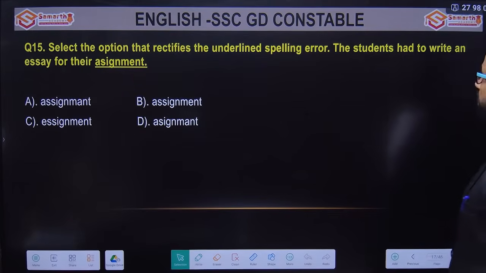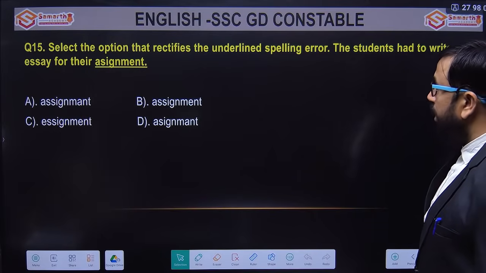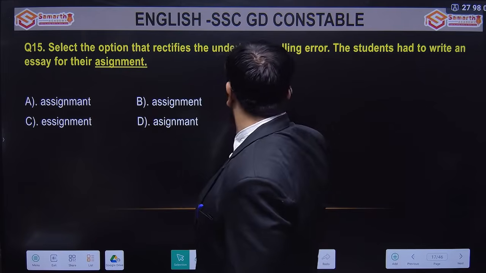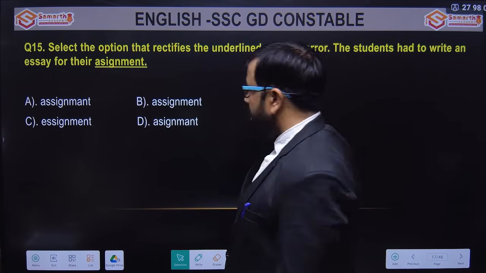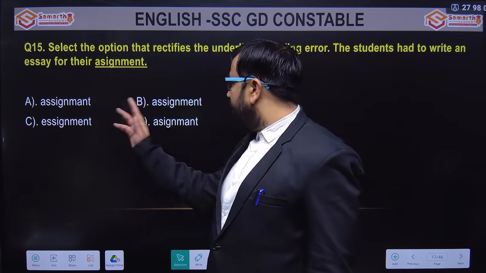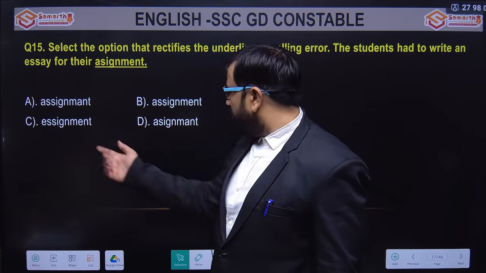Next one. The students had to write an essay for the assignment. Select the option that rectifies the underlined spelling. Let's look at the spelling: assignment. Options are ASSIGNMANT, ASSIGNMENT, one starting with E and one starting with A.